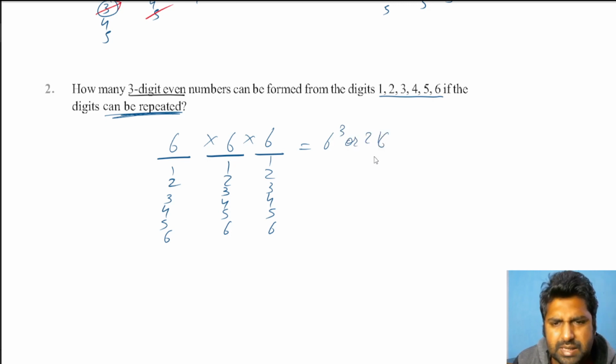Simple enough. Repetition allowed, don't cut the numbers, just write the options. Repetition not allowed, cut one number every time. Okay, decrease the number of options.